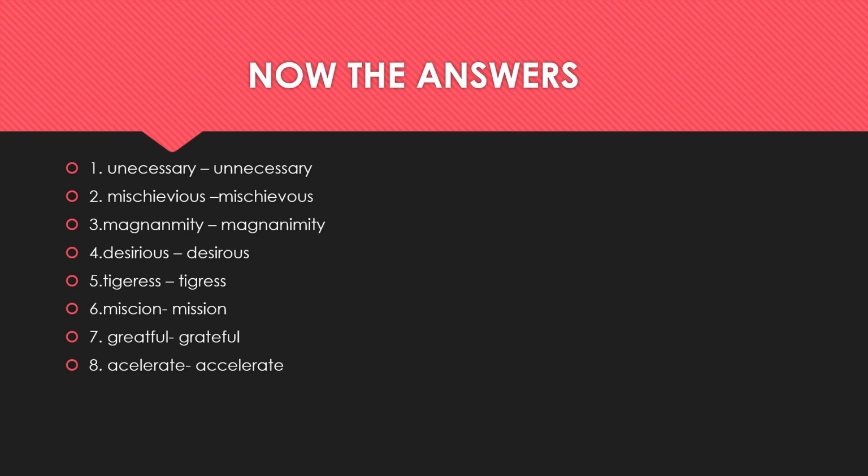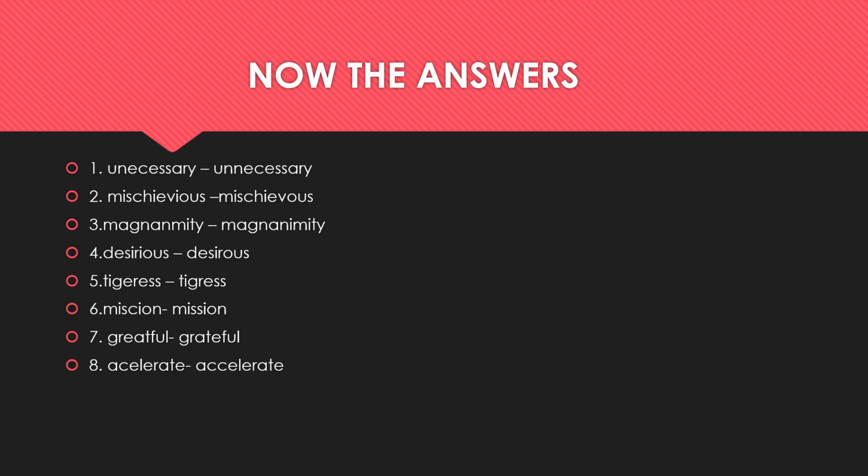Tigress. Again, there's one extra E. It is not tiger and S. It is just TIGRESS. Then the next one, the sixth one, the word which is wrong is mission.